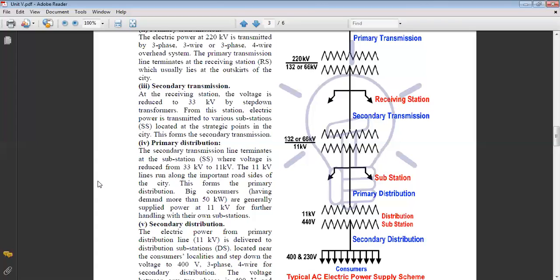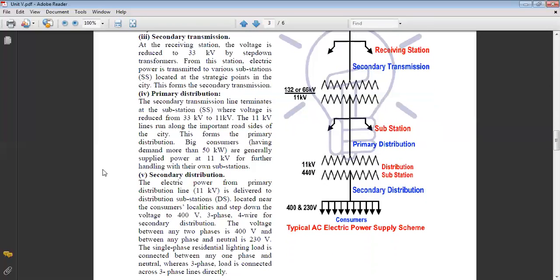So what do you understand by the secondary distribution? The electrical power from the primary distribution line, that is 11 kV, is delivered to the distribution substations located near the consumer's locality. Okay. Now, in the small area in our locality, we can see the small transformers from where the power is coming to our home. Clear? The electric power from the primary distribution line is distributed to the local area near the consumer's locality, and the voltage is stepped down to 400 volt, three phase 4 wire for secondary distribution.